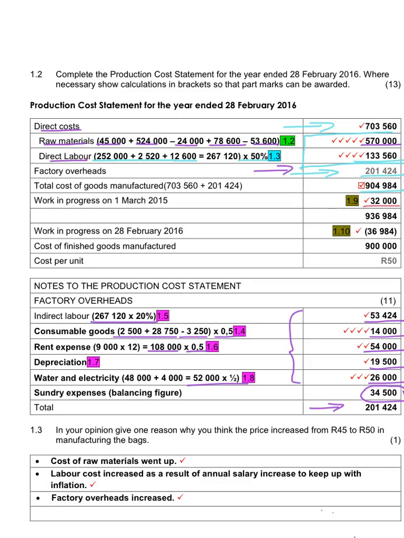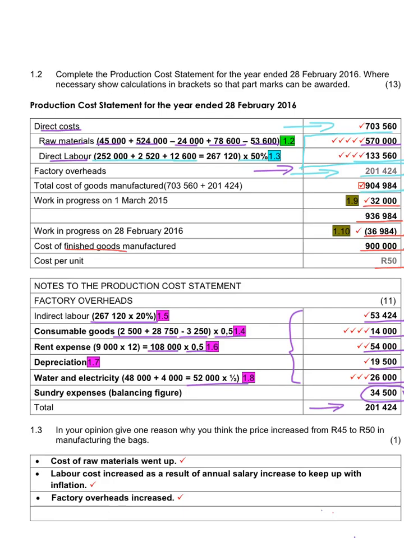Work in progress is added to determine what was the total cost of goods produced during the year, and the work in progress at the end of year is deducted to give us the total cost of finished goods at the end of the year. The cost is 50 Rand. The previous year the cost was 45 Rand. So they want to know what is the reason why the cost to produce these bags increased with 5 Rand.